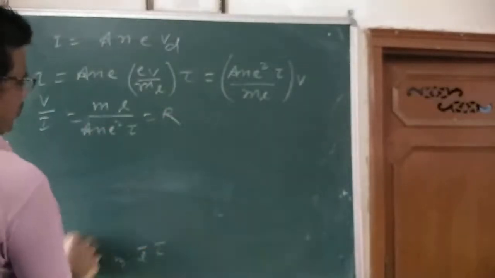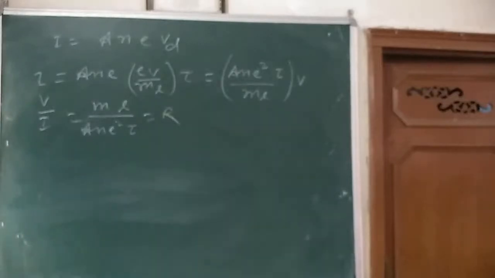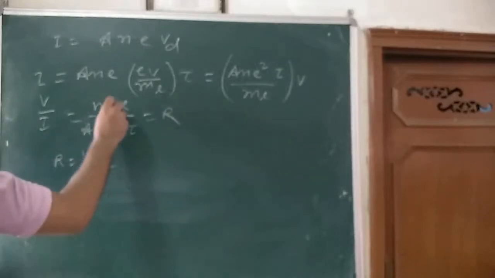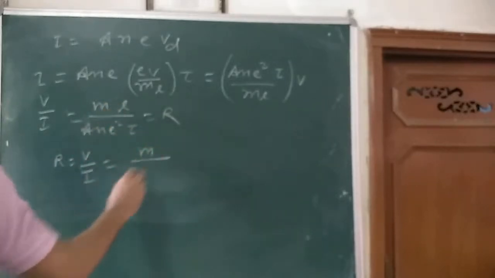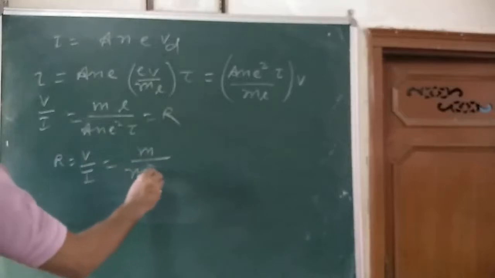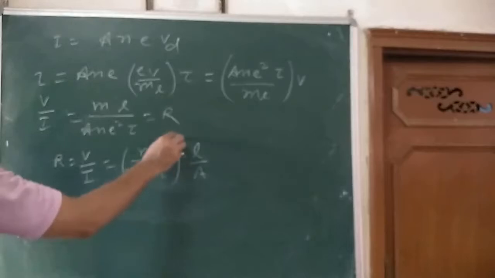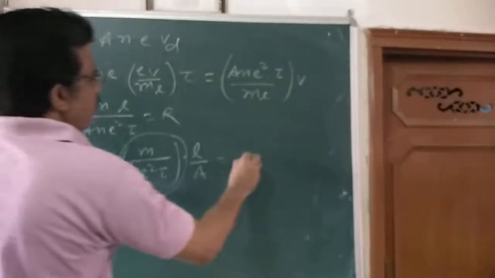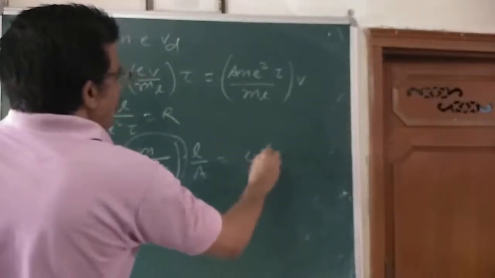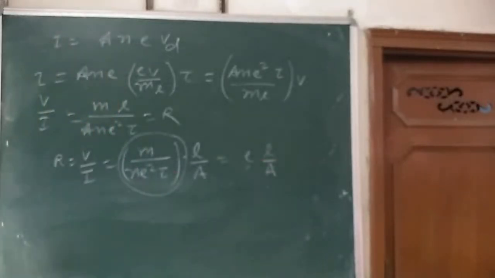The deduction of Ohm's law will come as a 3 mark question in the CBSE exam. So I can write here R is equal to V by I. That is equal to this one, m divided by N E squared tau into L by A. This constant that you see here is called rho. Rho into L by A. So you see, this is resistance R. So R is the resistance of a conductor.